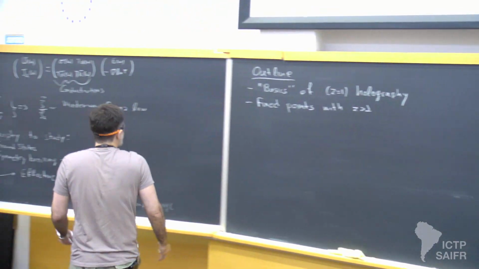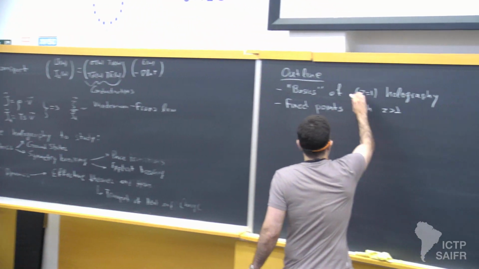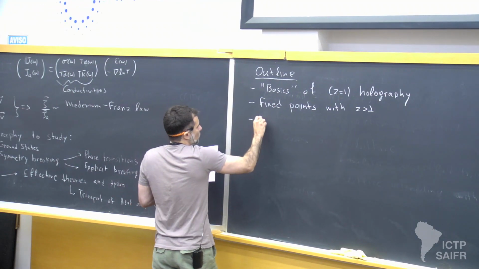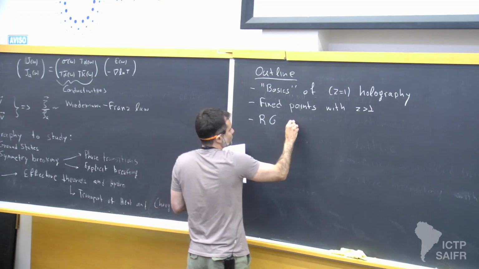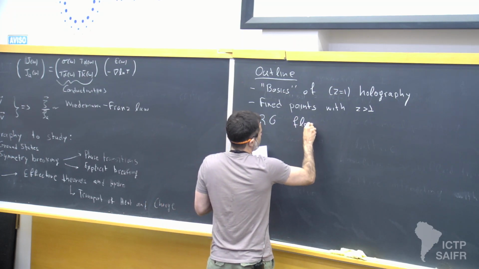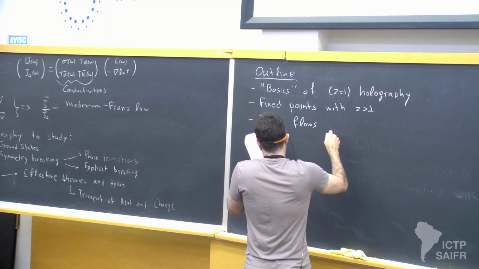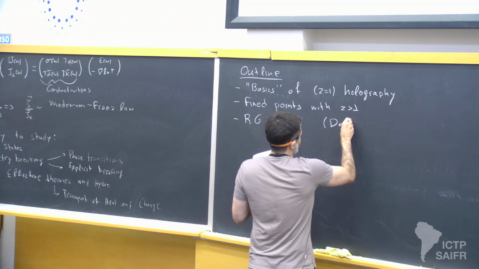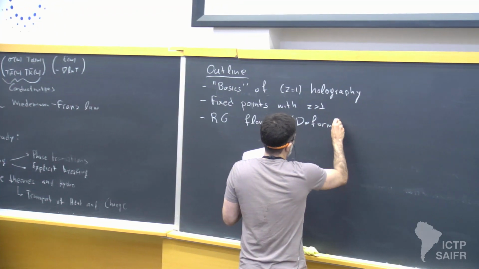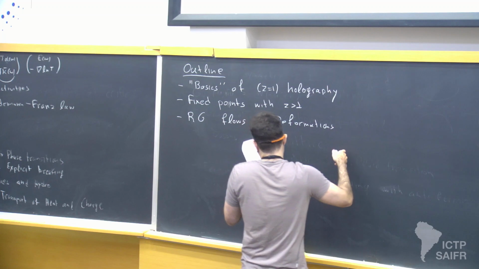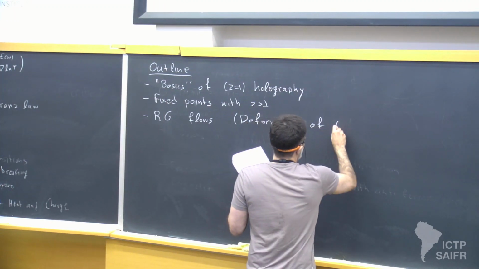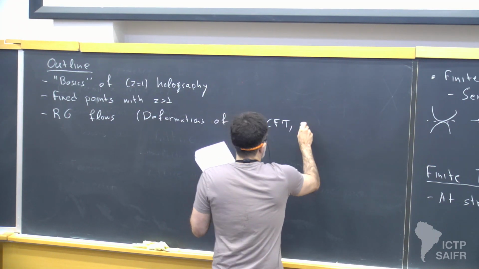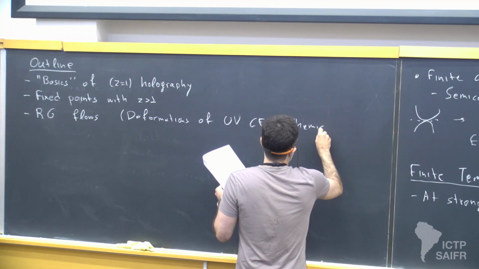And then we are going to glue these fixed points with the more serious stuff of Z equals 1 holography, and I want to discuss RG flows in the context of holography. So this will basically be nonlinear deformations of the UV CFT. And I also want to include chemical potential.